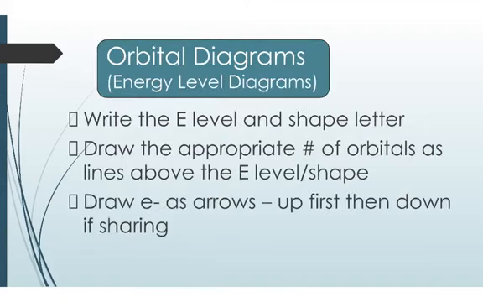So the first type of picture we're going to learn how to do is an orbital diagram, also called an energy level diagram, and there's basically 3 steps. The first step is we're going to write the energy level, that's our number 1 through 7, and then our shape letters, so S, P, D, or F, and we're going to add them in a very particular order, as we'll see. You're going to draw the appropriate number of orbitals as lines above the energy level in the shape, and then you're going to draw arrows. Again, the first one always goes up, the second one goes down once electrons are sharing a space, and those will represent, of course, our electrons.